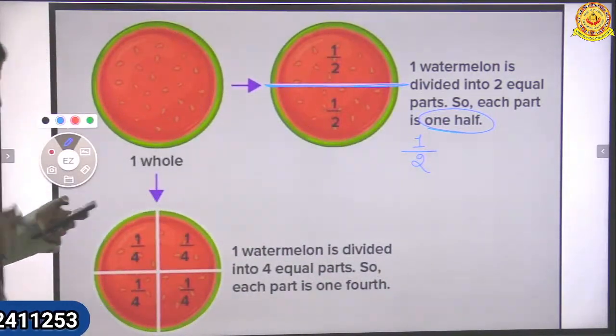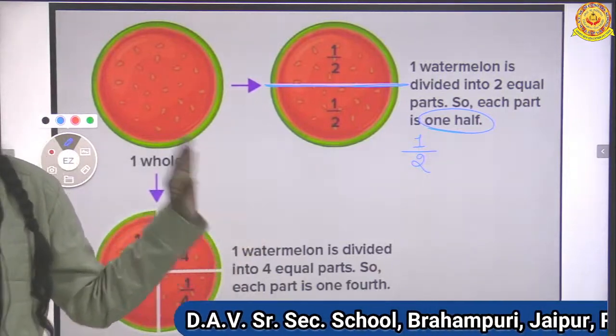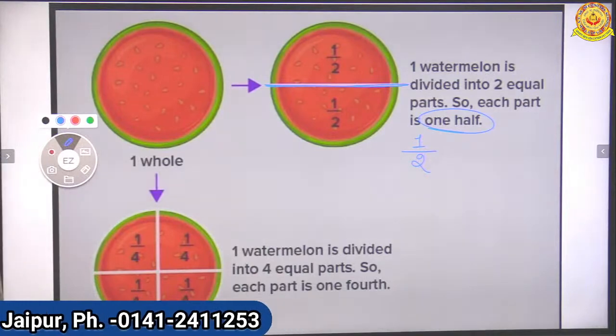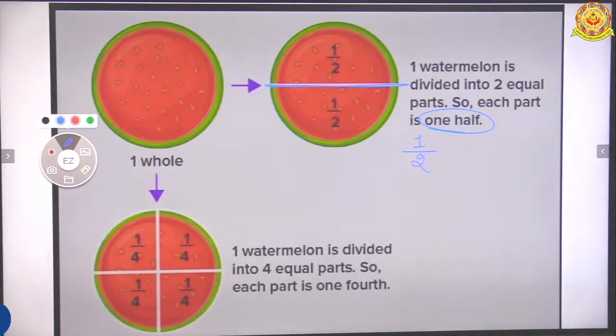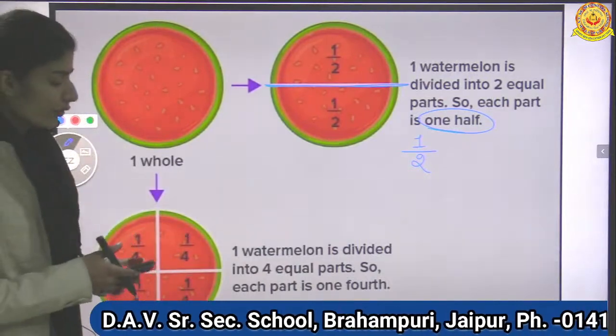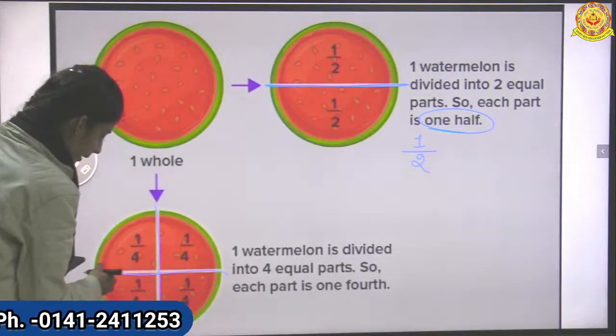Now suppose I am asking you to distribute this watermelon among 4 people. So what will you do? You will cut it into 4 equal parts. Total how many parts am I having?